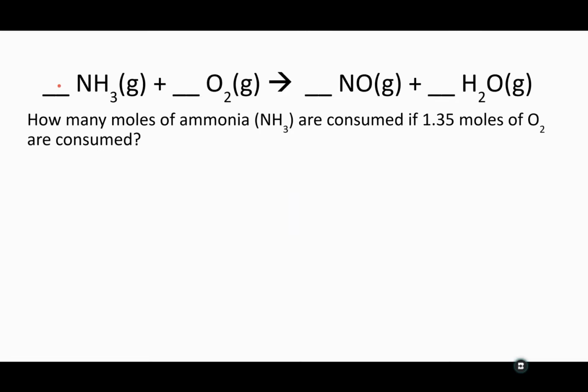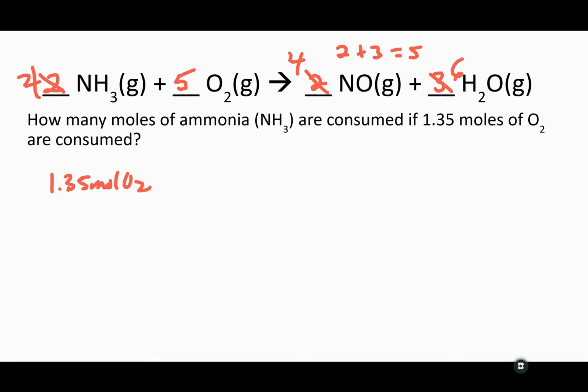Okay, so how many moles of ammonia are consumed if 1.35 moles of O2 are consumed? So it's going to be 2, 2. I have 3 H's here times 2, so it's going to be 6 H's. And then I look at my O's, I have 5. So I'll put this number here, multiply everything else by 2. 1.35 moles of O2, converting that over to moles of NH3, 2 steps.